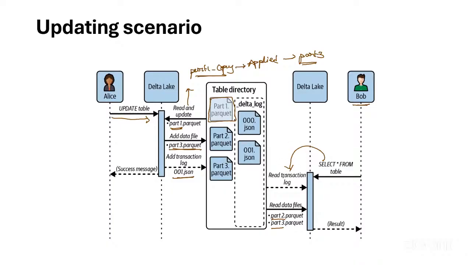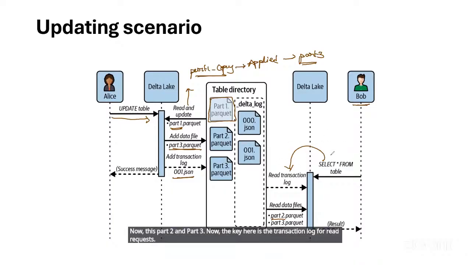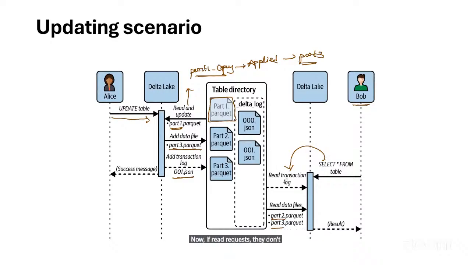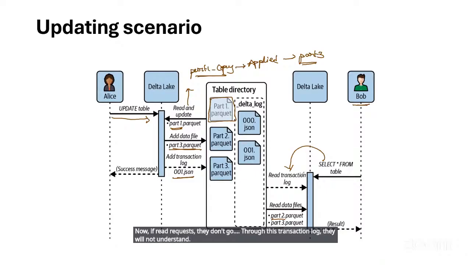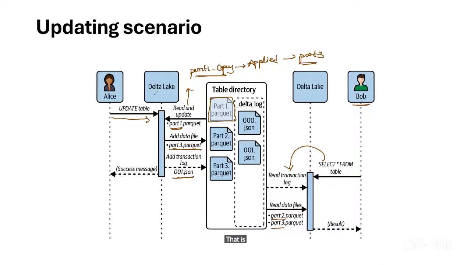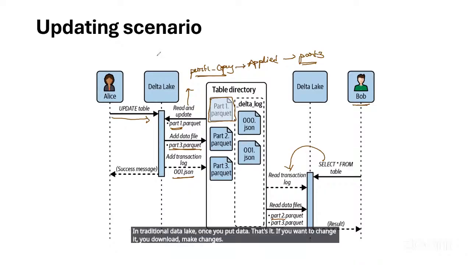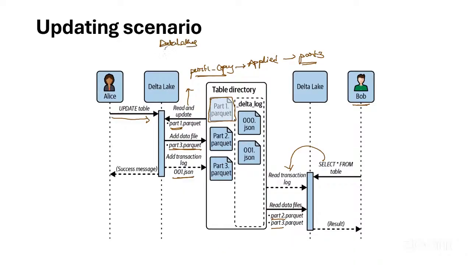Now the key here is the transaction log for read requests. If read requests don't go through this transaction log, they will not understand. That is how Delta Lake manages updates. So it's the next step of data lakes. In a traditional data lake, once you put data, that's it. If you want to change it, you download it, make changes, and the changed version, again, you can put it in your data lake. Delta Lake has this facility because of transaction logs. Clear, guys?